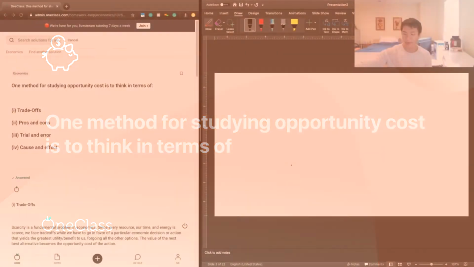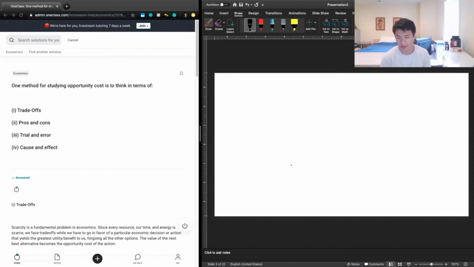The next question says, one method for studying opportunity costs is to think in terms of which of the following. It says A, trade-offs, B, pros and cons, C, trial and error, and D, cause and effect. And so when we think of opportunity costs, we define it as, what are you giving up when you make a decision, and what is the next best thing that you could have done?